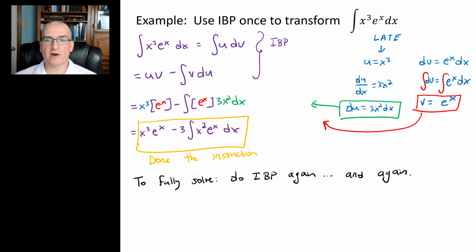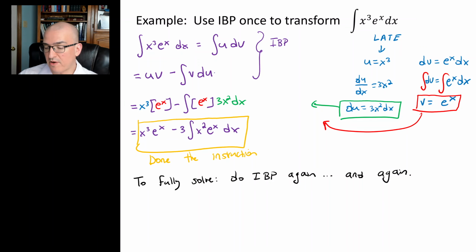Do the v part, dv is equal to e to the x dx, so v is going to be equal to e to the x. Plug it all in. You'll get a new integral. This time it'll be x e to the x. Then you do integration by parts one more time, and you will reduce that integral down to just the integral of e to the x, which you can integrate directly.